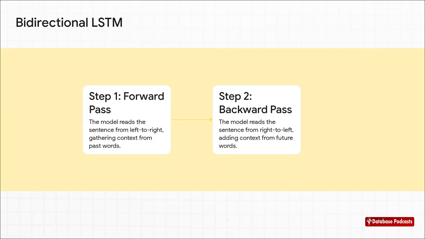In that first pass, the forward pass, the model reads from left to right. As it goes through each word, it's building up an understanding based on all the words that came before it. It's capturing the initial flow and meaning of the sentence. And then, you guessed it, the second pass goes the other way. The backward pass reads from right to left. Now, this might sound a little weird, but it's absolutely crucial. It allows the model to give every single word additional context from all the words that come after it.